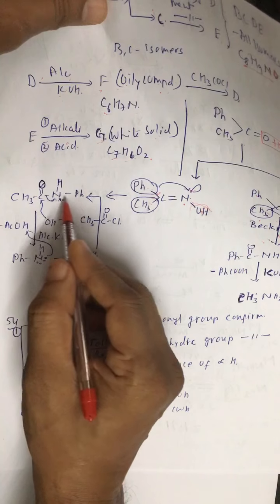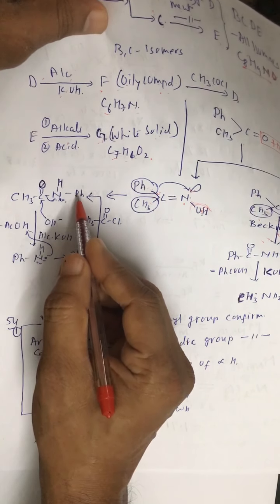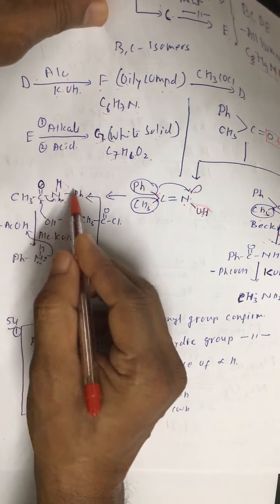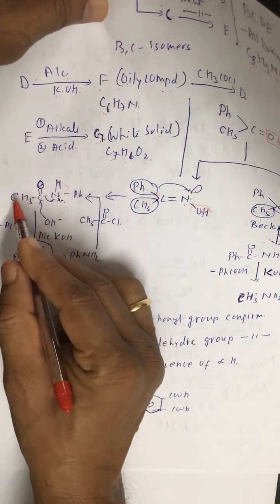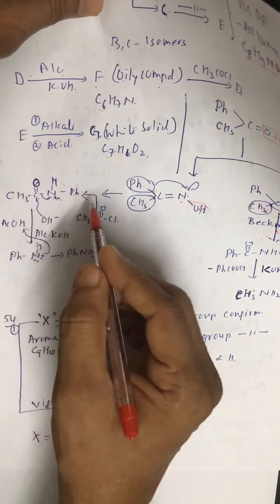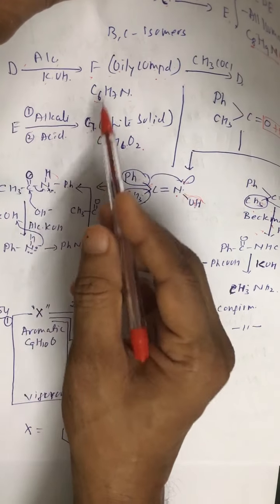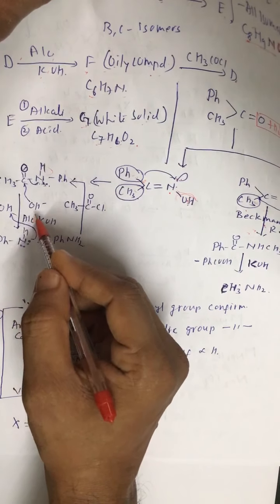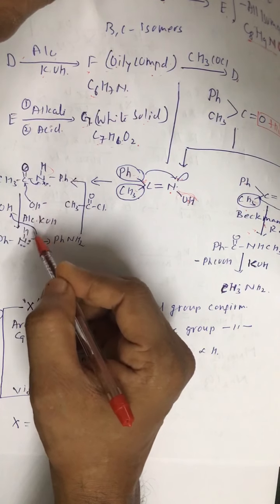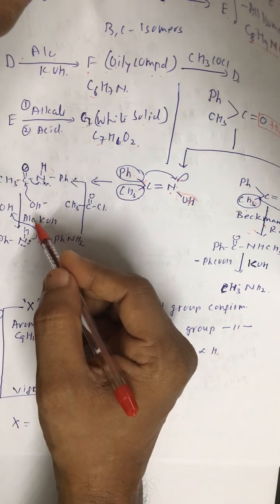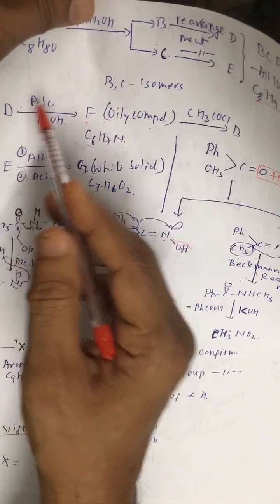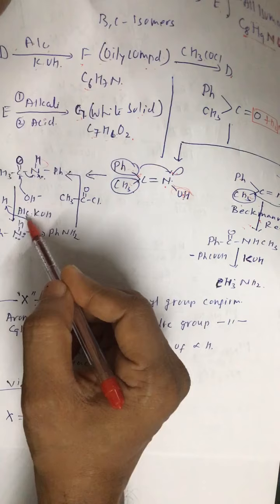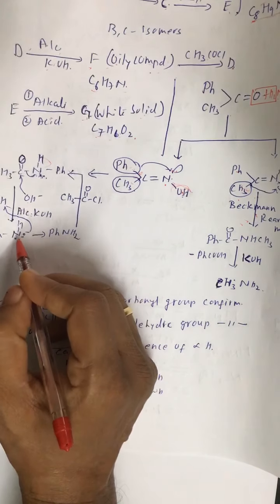On migration and further reaction, we get this compound, N-phenyl acetamide. This N-phenyl acetamide is an oily compound, as mentioned, and D is this compound. On treatment with alcoholic KOH, we get this oily compound.